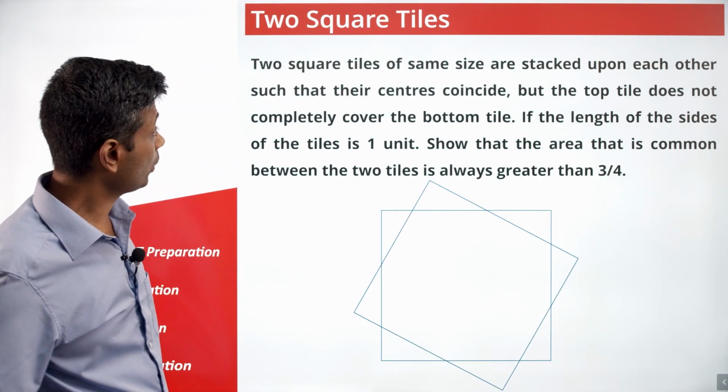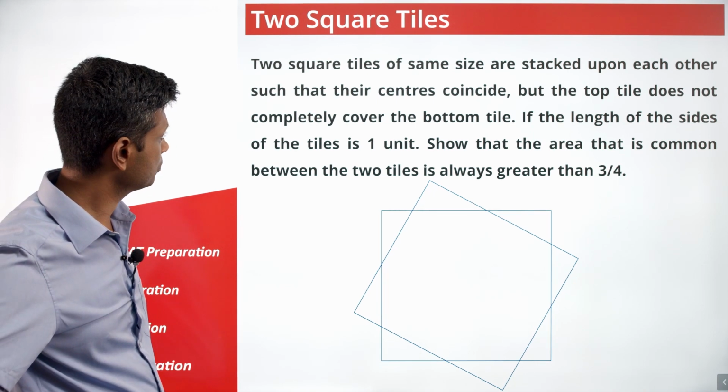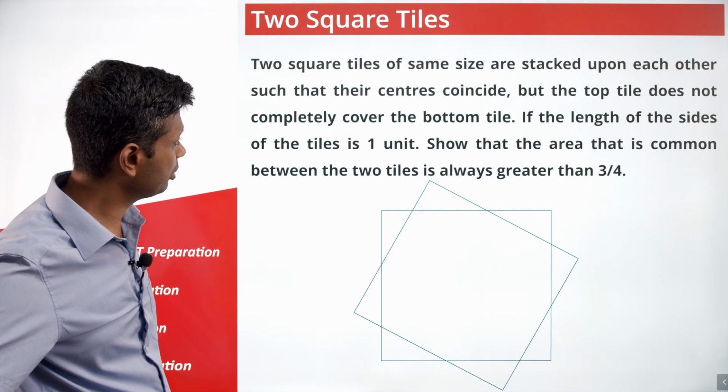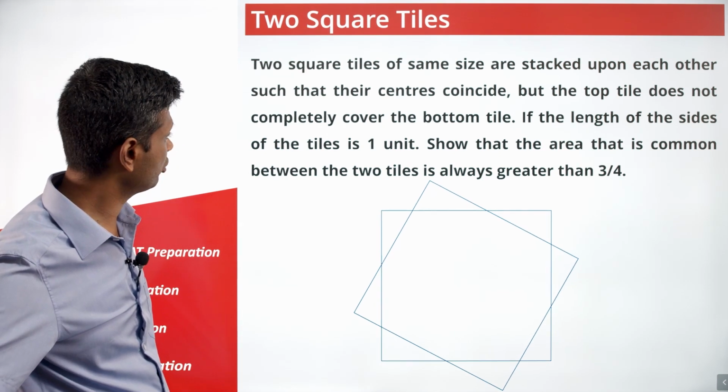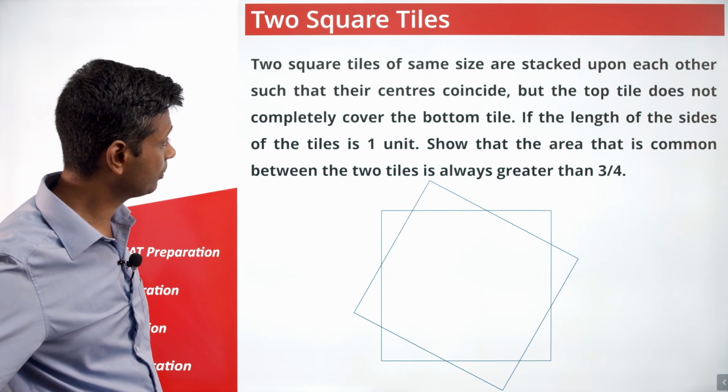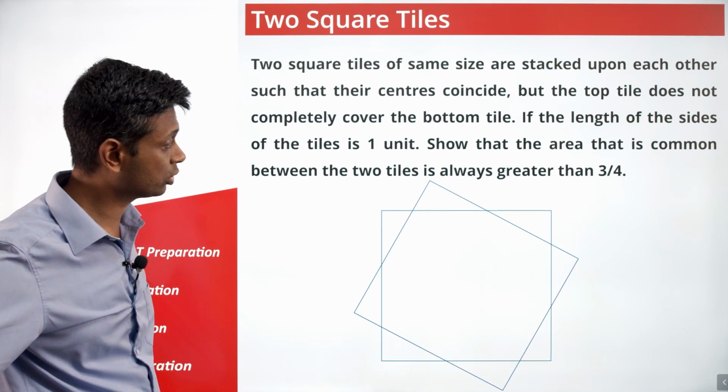Two square tiles of the same size are stacked upon each other such that their centers coincide. But the top tile does not completely cover the bottom tile. If the length of the sides of the tiles is 1 unit, show that the area that is common between the two tiles is always greater than 3 by 4. So it's a beautiful question.